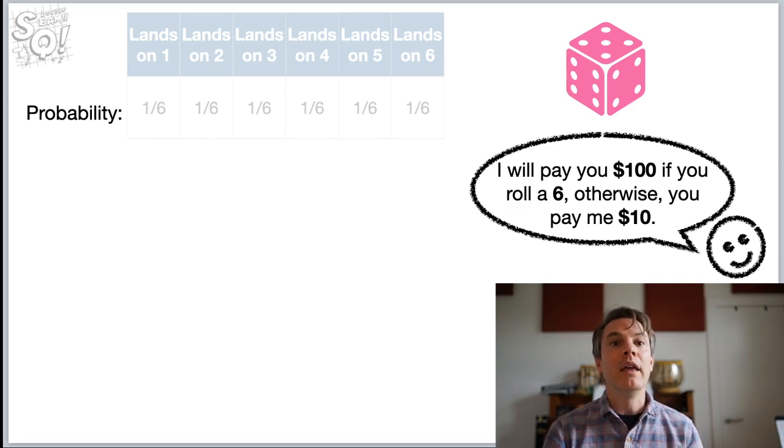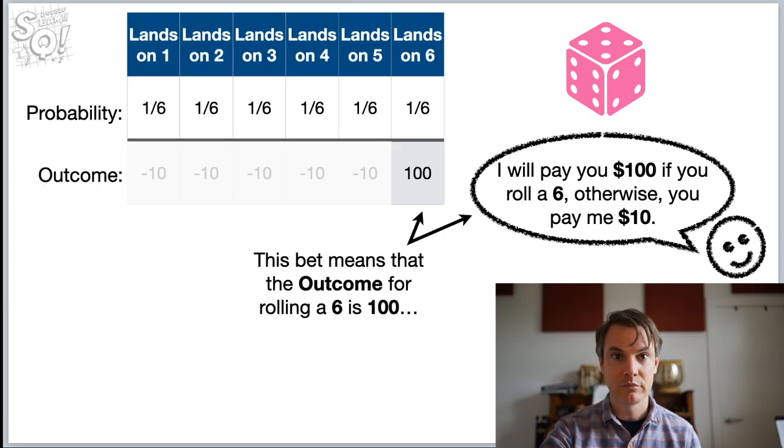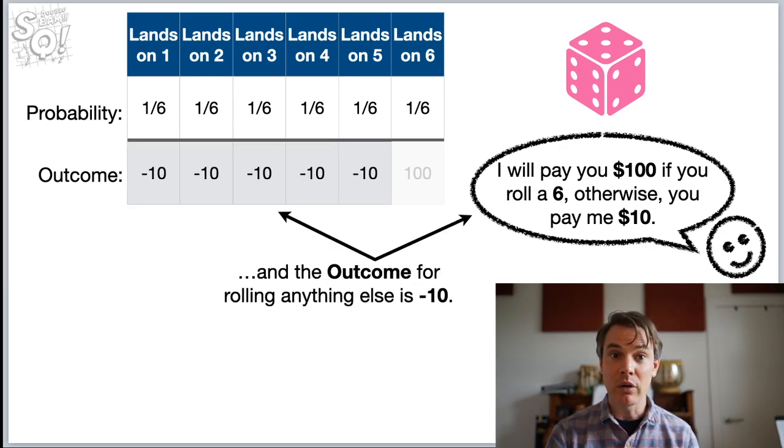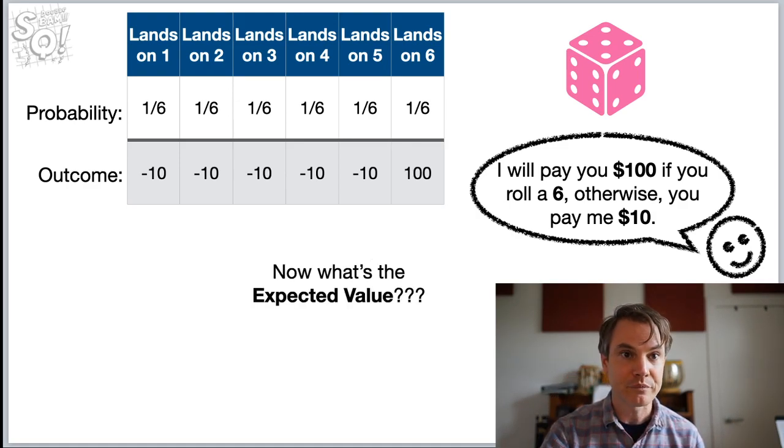Okay, here's the new bet. This is what our friend says. He says, I will pay you $100 if you roll a 6. Otherwise, you pay me $10. This bet means the outcome for rolling a 6 is 100 because he will pay us $100. And the outcome for rolling anything else is -10. So if we roll a 1, we owe this guy, our friend, we owe him $10. So those are our outcomes.